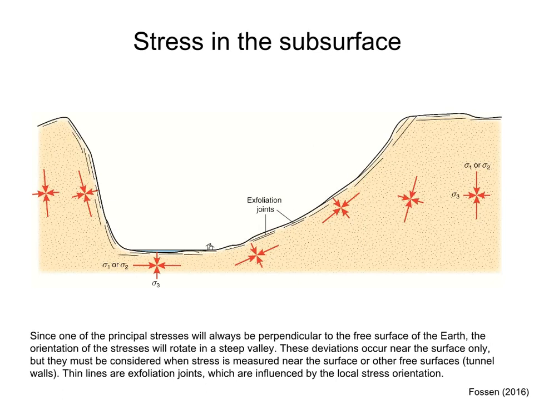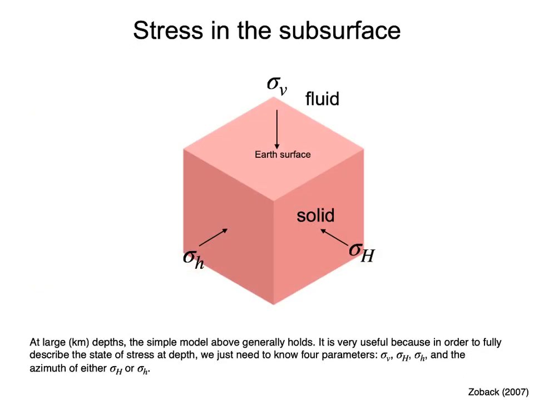In general, across the valley, the minimum principal stress will be perpendicular to the surface, and exfoliation joints will form parallel to the surface. These stress deviations occur near the surface only, but they must be considered when stress is measured near the surface or other free surfaces such as tunnel walls. At large kilometer depths, the simple model above generally holds.